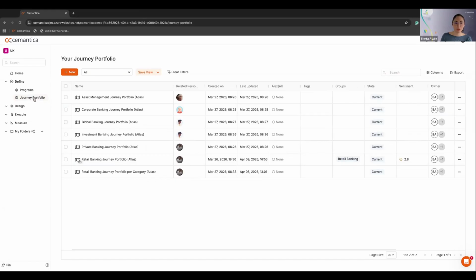All right, so in Cemantica, you can find journey portfolios and start creating them here on the journey portfolio menu on the left side. And like Anna mentioned, you can create many different journey portfolios. We will continue down the banking line just as she has today. So you can create many different portfolios for your business. It's a good way to keep everything streamlined, so you don't get overwhelmed with all of your maps. It's really good to segmentize them. So like you see here, we have asset management journey portfolio, corporate banking, global banking journey portfolio, investment banking. So we have many of them.